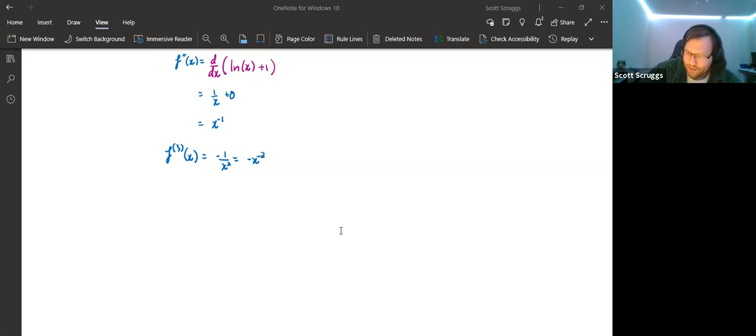By the power rule, take the old exponent, move it as your new coefficient, and then subtract 1. Very good. And now to the fourth derivative. If I now know that my third derivative is negative 1 over x squared, or negative x to the negative 2, what will my fourth derivative be?